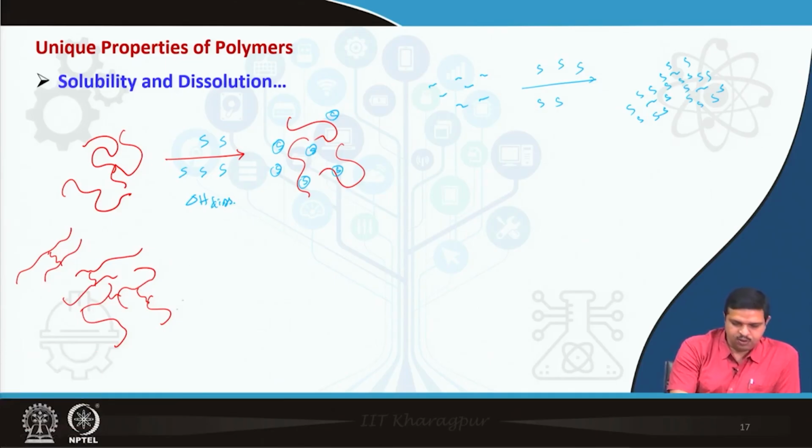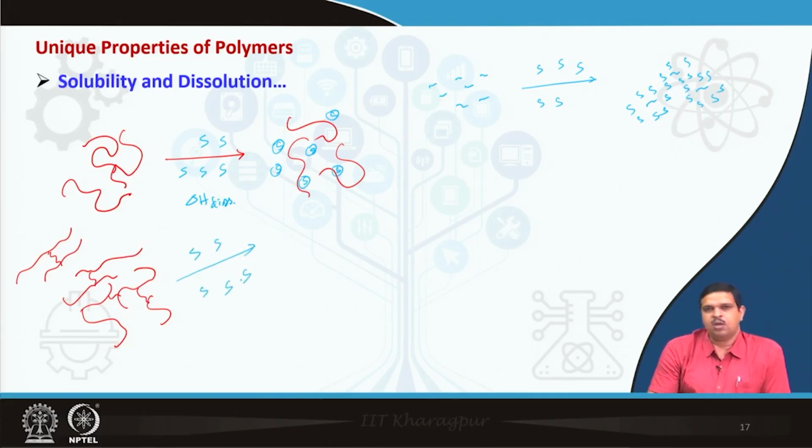You see that it will be more difficult to enter the polymer vicinity, because it is very tightly packed due to the cross linking, and that is why you will see when there is a free chain, then you can make the polymer solution. But in the case of cross linked polymers, you really cannot make the solution, it only undergoes swelling.